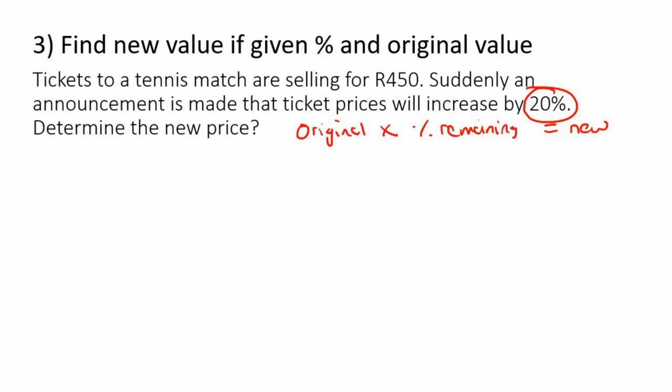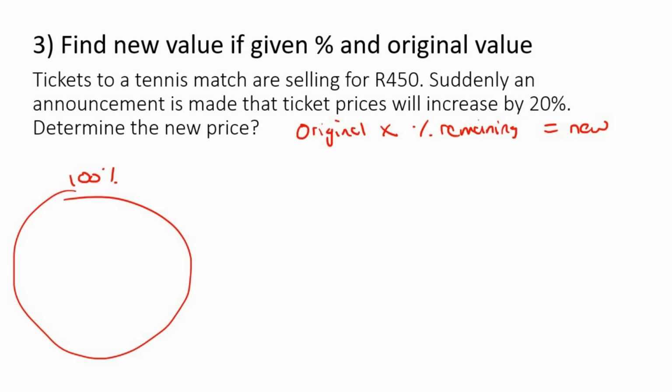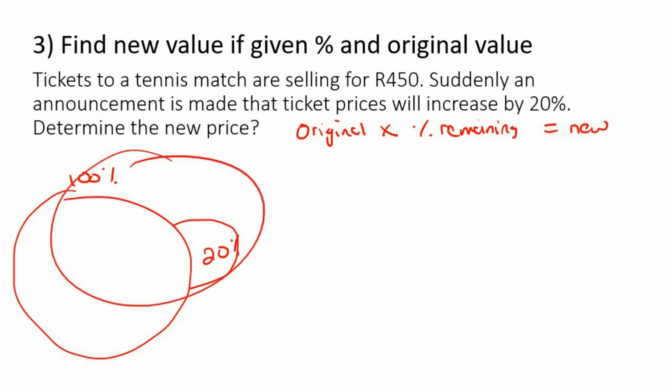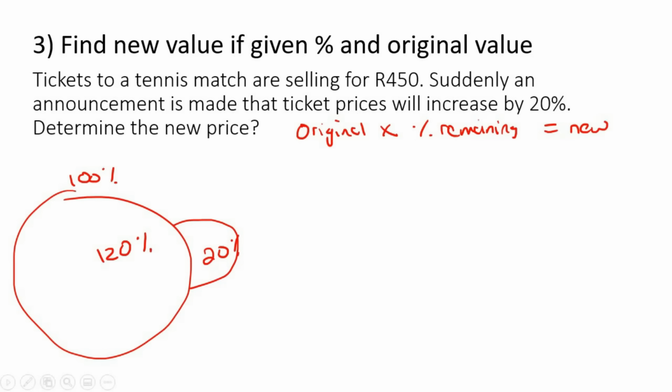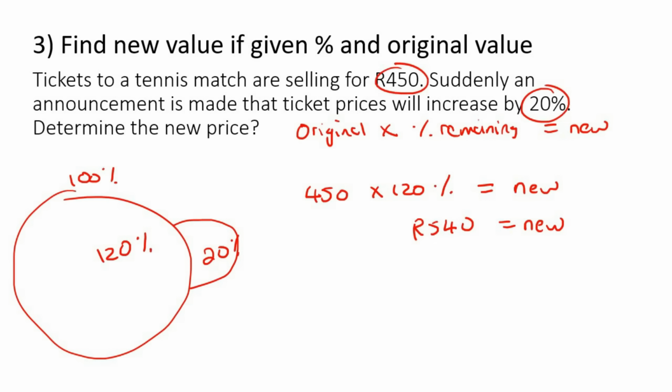Okay, so what I would rather have you do is remember that the original ticket price is always going to be 100%. Then they increase the prices by 20%, so they add on 20%. That means the remaining percentage now is 120%. That's the total that's left. So you could say original price multiplied by 120% equals the new price. If you calculate the new price, you would get 540 Rand.